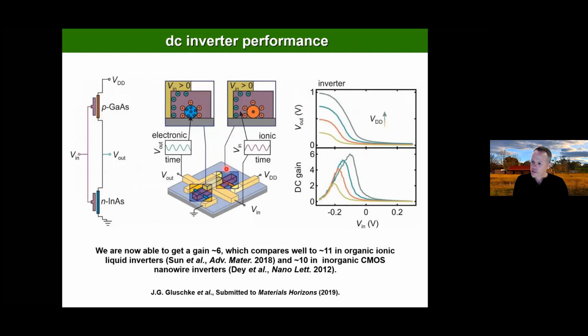The one nice thing about these structures now is that we can get gain greater than 1 out of our circuits in here. So we get gains sort of up around 5 or 6, which compares reasonably well to either all organic circuits using ionic liquids or all inorganic circuits using nanowires. Okay, so we sort of compete well with all organic and all inorganic in mixing these two materials together.